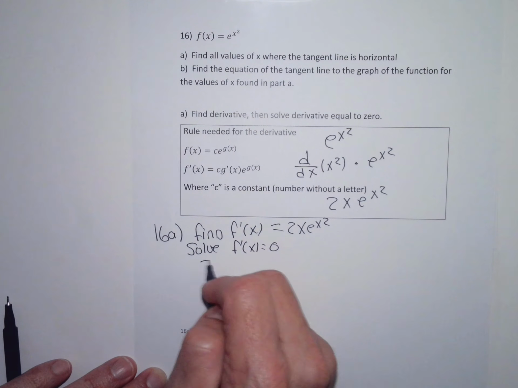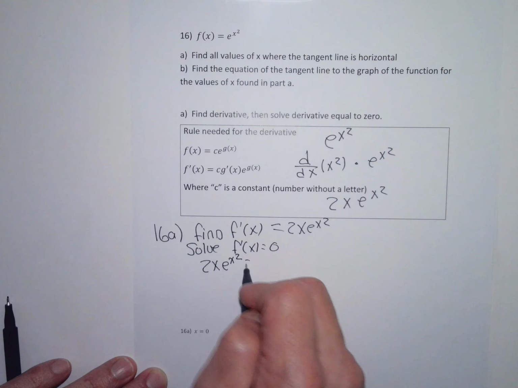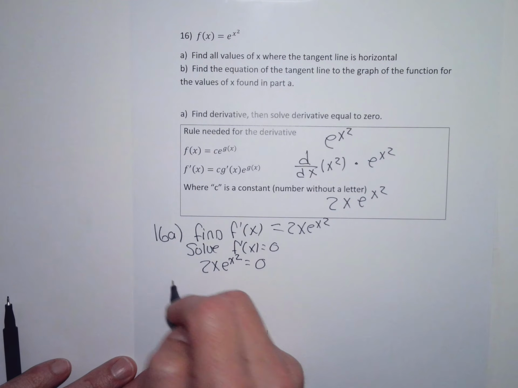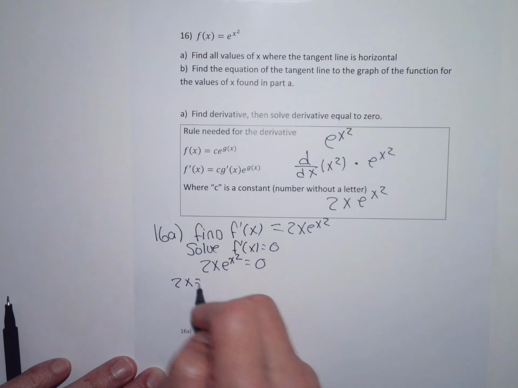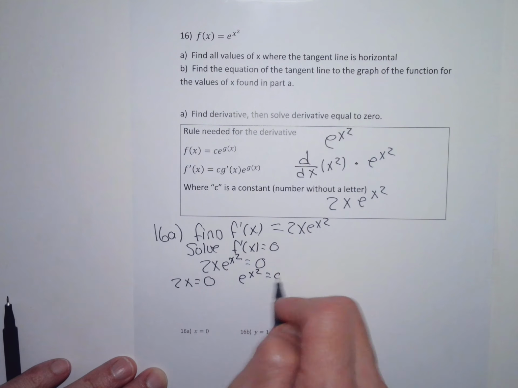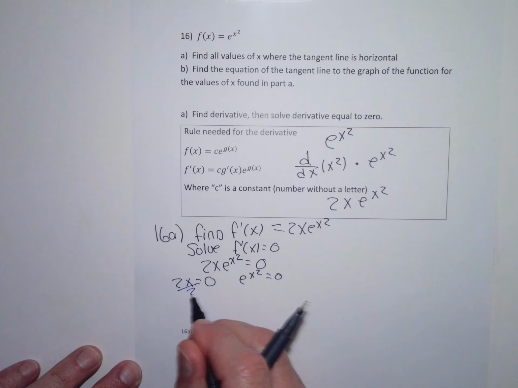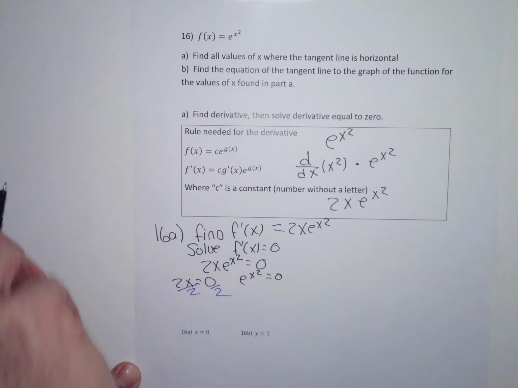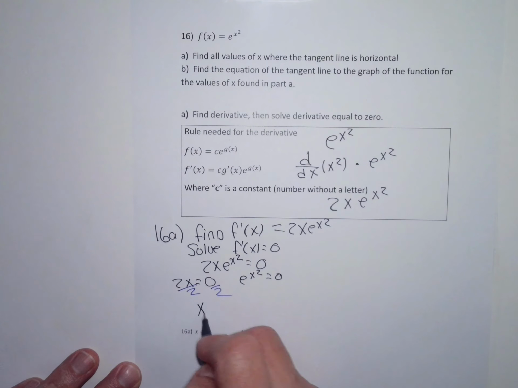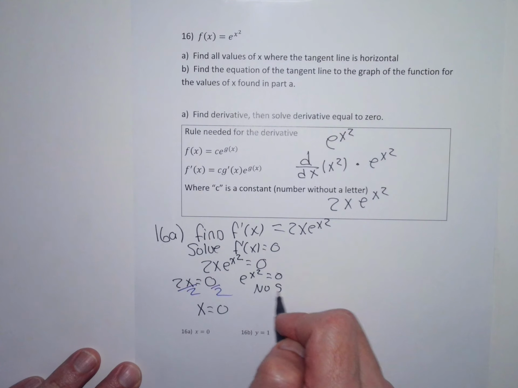Now I'm going to set the derivative equal to 0. Go 2x e to the x squared equal to 0. It's factored, so I split this in half and go 2x equal to 0 and e to the x squared equal to 0. For the 2x equal to 0, I just divide both sides by 2, and this is going to give me x equal to 0. And e to some power can never be 0. This is going to have no solution.